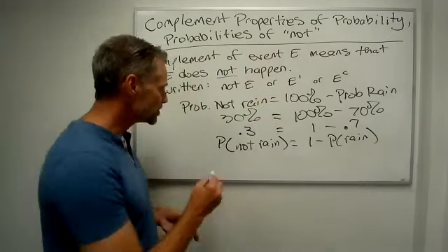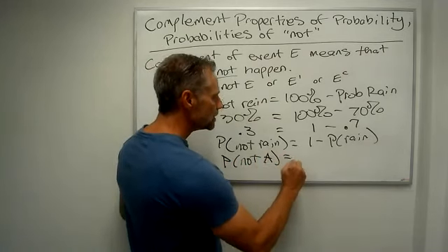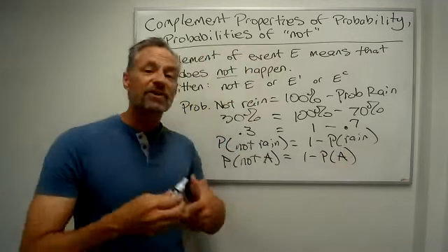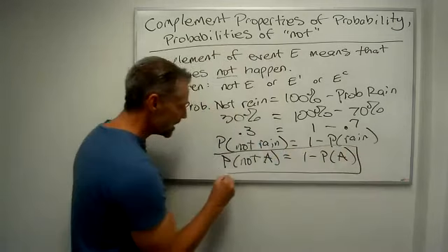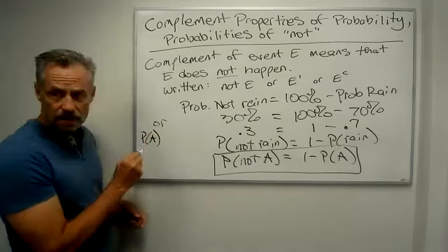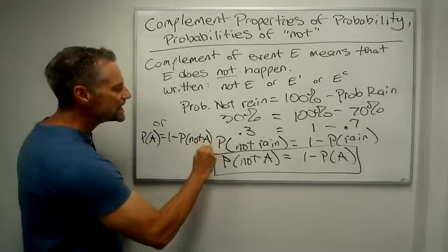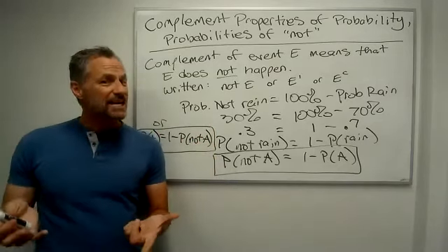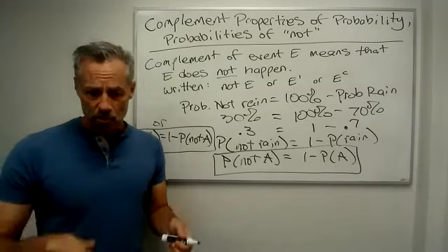So for anything we want, the probability not A is going to be 1 minus the probability of A, whatever A is. So we already know this property. We can even write it the other way. We could say, probability of A is equal to 1 minus the probability of not A. So either of those ways could be written as the complementation or the complement properties. All right, let me show you another quick example.